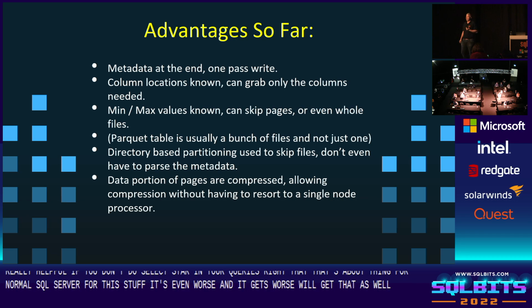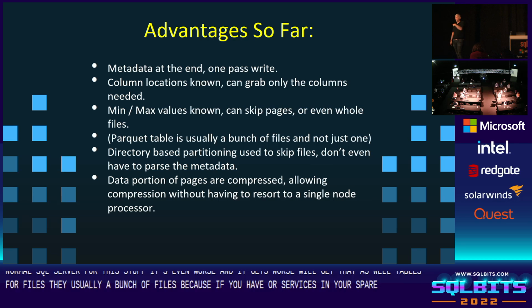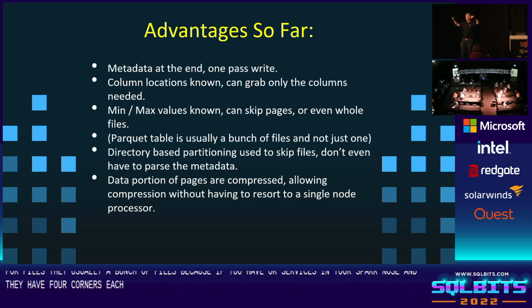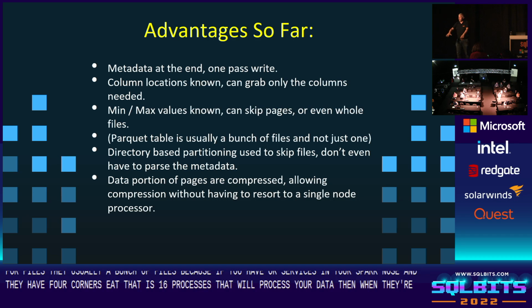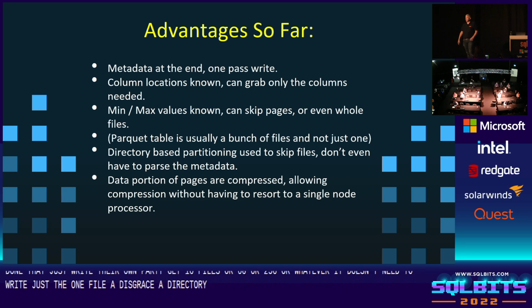Parquet tables, Parquet files, they're usually a bunch of files, because if you have 4 servers in your Spark nodes and they have 4 cores each, there's 16 processes that will process your data, and when they're done, they just write their own part, so you get 16 files, or 60, or 256, or whatever. It doesn't need to write just the one file. It just creates a directory, bunch of files in there, done.